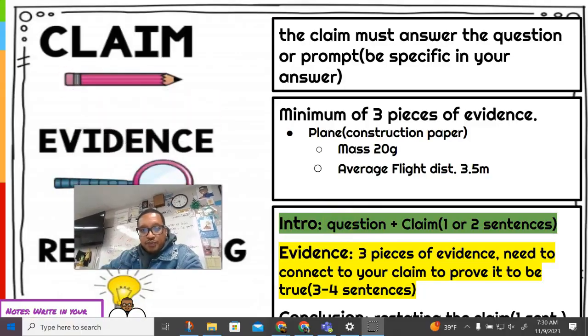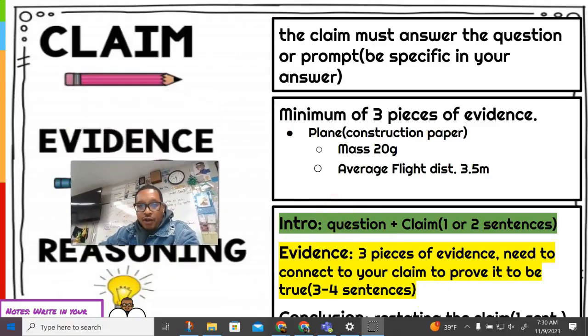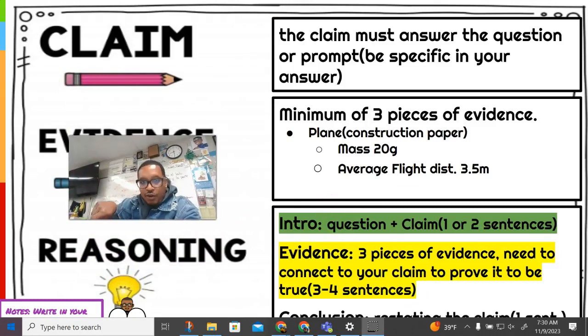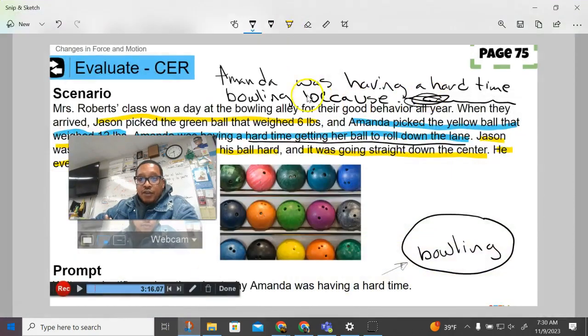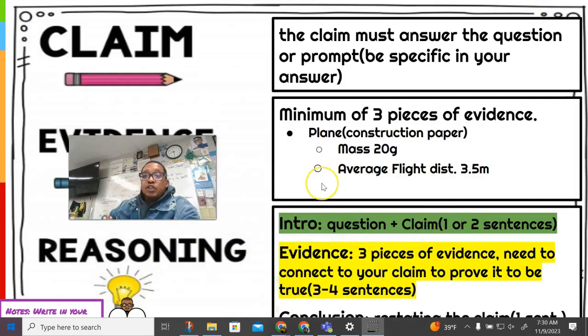So down here where the reasoning paragraph actually starts, that's the reasoning paragraph right over there, you have an intro which has your question and your claim. And if you think about it, again, that sentence that we used, if you use this sentence, Amanda was having a hard time bowling, that gets your question or your prompt in there, and then your claim should be this part right here. So that should help you out already to do that. And so that means your claim can actually be the first, your intro sentence to your actual reasoning paragraph.